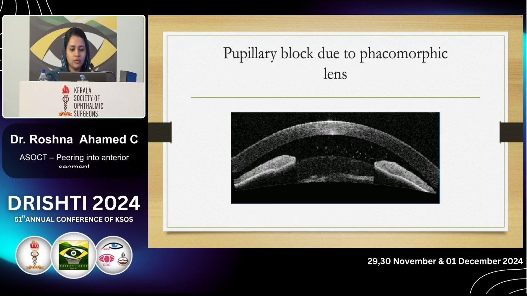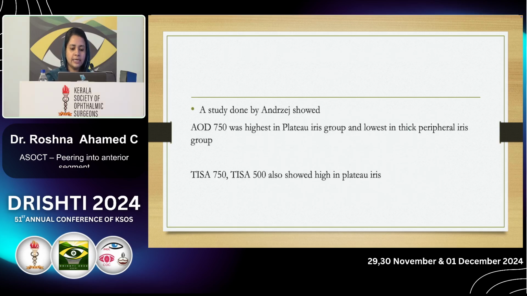And we can also look for the pupillary block due to phacomorphic lens using the anterior segment OCT. A study done by Anders showed that the angle opening distance at 750 was highest in the plateau iris group and lowest in the thick peripheral iris group. TISA 750 and TISA 500 were also high in the plateau iris.